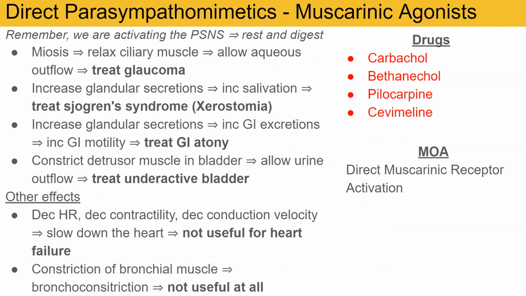Cool. All right. Muscarinic agonists. Four drugs: carbachol, bethanechol, pilocarpine, and cevimeline. Very, very old drugs. You've probably seen them in the pharmacies. They're not given out a ton because we have better alternatives nowadays, but they are where we're going to start, and they still have some use.